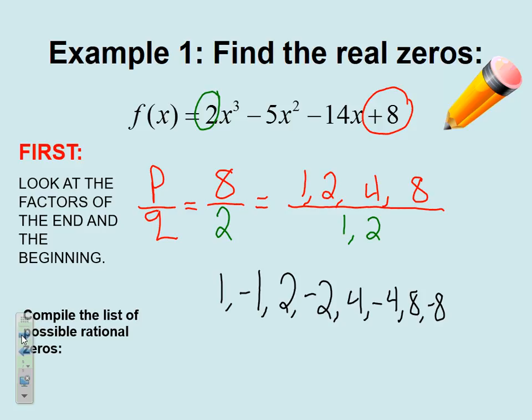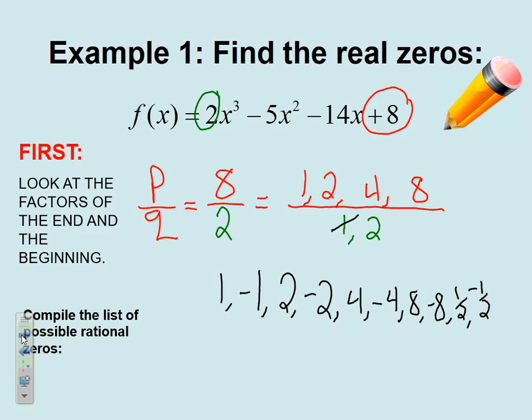Now I finished my 1s, now I have to divide by 2. So I have 1 divided by 2, which is 1/2, or negative 1/2. 2 divided by 2 is 1, which I already have. 4 divided by 2 is 2, which I already have, and 8 divided by 2 is 4, which I already have. So this is my total possible.